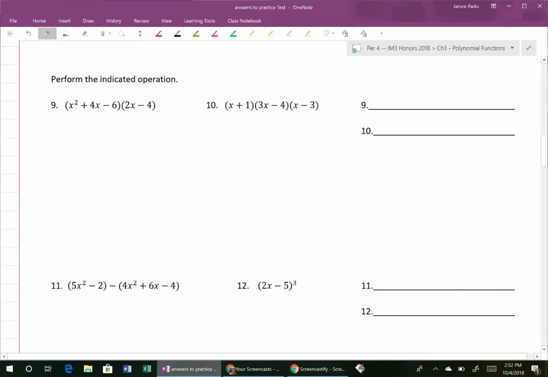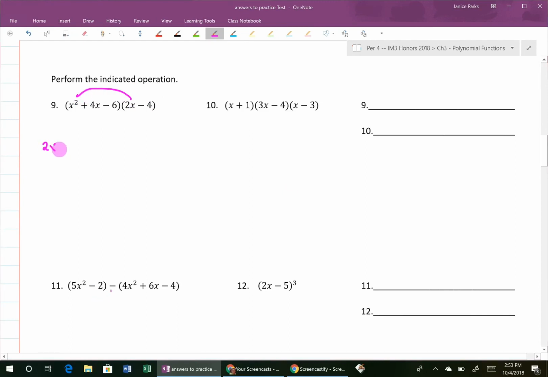Continuing on the practice test, when it says perform the indicated operation, you have to decide if they're asking you to multiply or add or subtract or divide, whichever it happens to be. So the first one is multiplication. I'm going to multiply by distributing. You can multiply by using the box method if you prefer. So I'm going to distribute the small into the bigger one because I think it's easier.